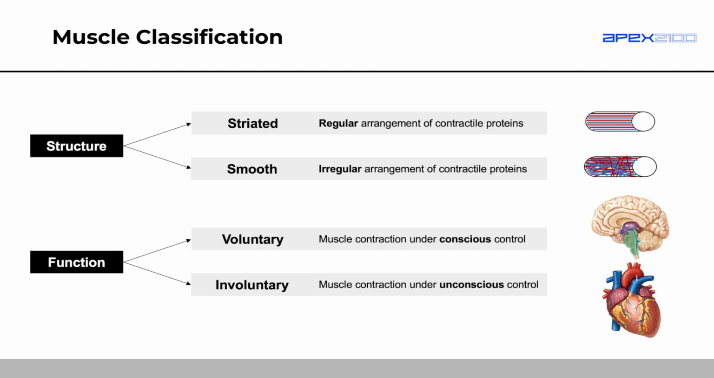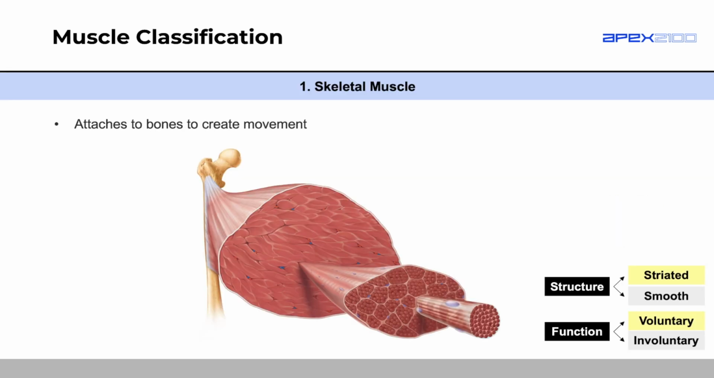So let's go through those 3 different types of muscle and figure out which is their structure and which is their function. So skeletal muscles, they attach to bones to create movement. That's the function of skeletal muscles. Their structure, like I said before, is striated. They're in that perfect little line arrangement. And then their function is voluntary. So I'm deciding to contract all of my skeletal muscles. It's not happening with me not thinking about it. So skeletal muscles are striated and voluntary.